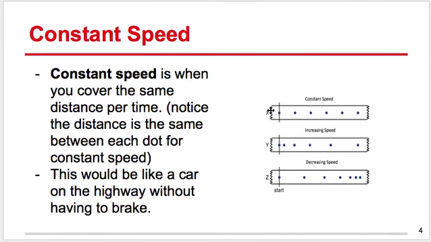So if we look over here at our constant speed, which is labeled x, notice the distance between the dots is the same for constant speed. So we should be the same distance across for all of those dots. That means that we're traveling the same distance per unit time. This would be like a car that's driving in a straight line and doesn't have to brake on the highway. We also have increasing speed, where the distance between each dot gets longer. That means we're covering more distance per the same unit of time. And decreasing speed means that we're covering less distance per unit of time as we go on.